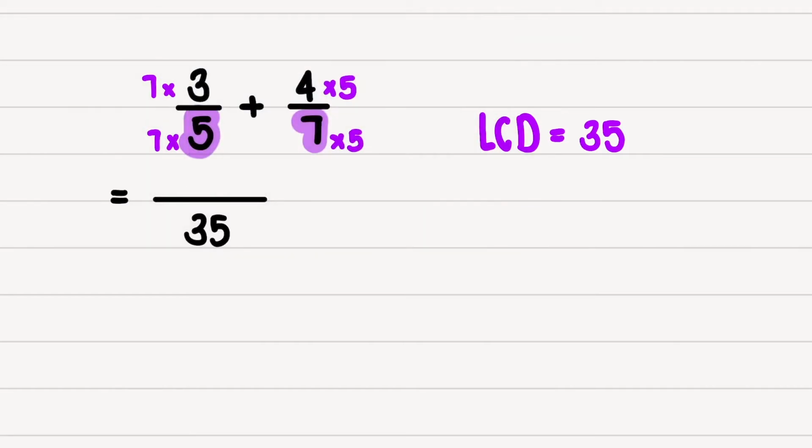So now I'm going to do this fraction first, 7 times 3, which is 21, plus, and now I'm going to do this part, 4 times 5, and 4 times 5 is 20. So now I'm going to add the numerators together, so 20 plus 21 is 41 over 35.